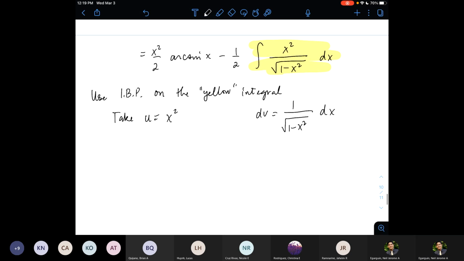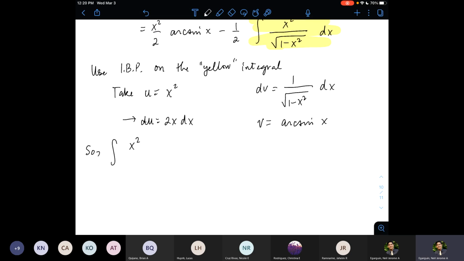All right. Now, du is equal to 2x dx, and then v will be the integral of dv, but this integral is just arcsine of x. And that's why I chose dv to be equal to 1 over root of 1 minus x squared, because we know that the integral of that square root function is just arcsine of x.